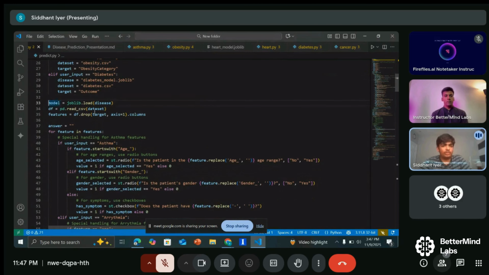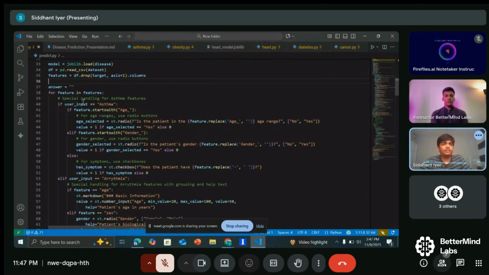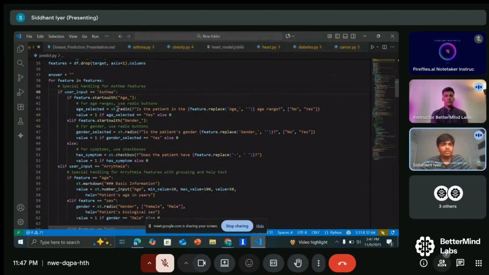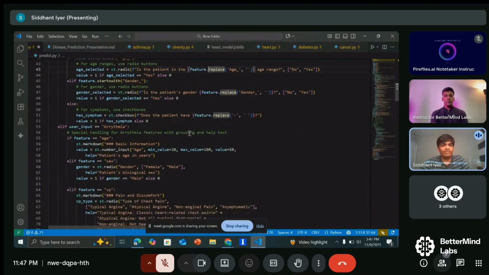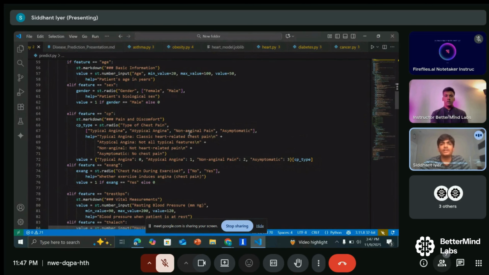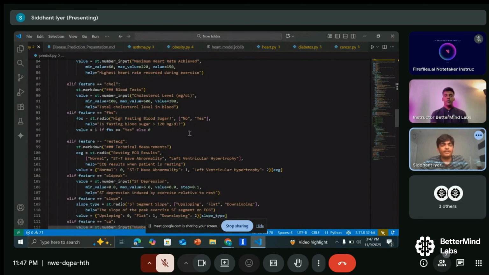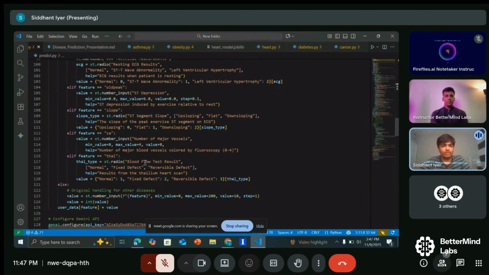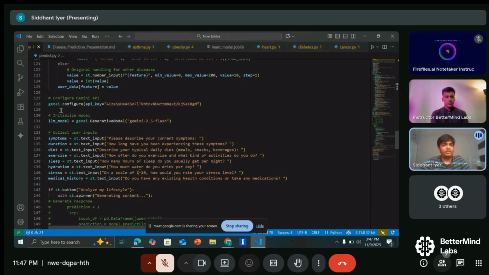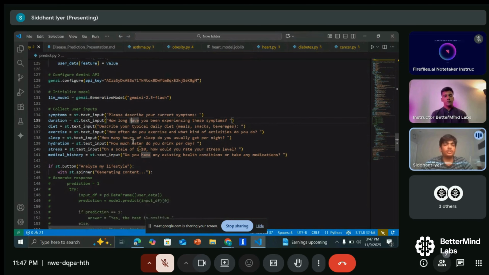We use Joblib for each of them, and we see right here we used: if user input is asthma, then we created a radio, which is just the checkbox, and it would ask for the age, tiredness, all of those. Same for arrhythmia, because in arrhythmia we also encountered that same problem. After that, we use an API key to configure the model and use generative AI, which is the Gemini.